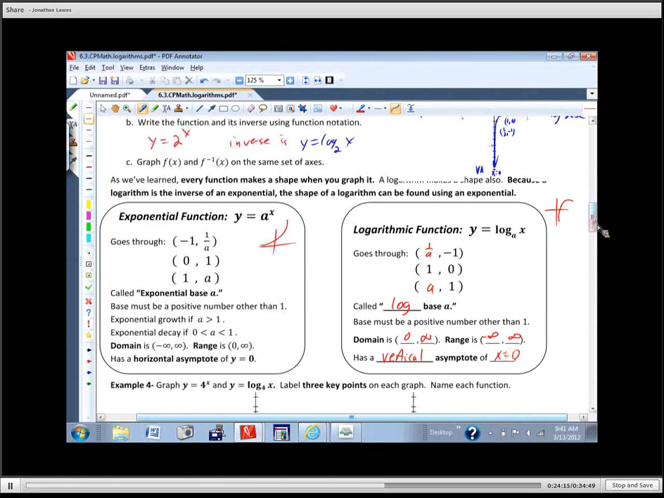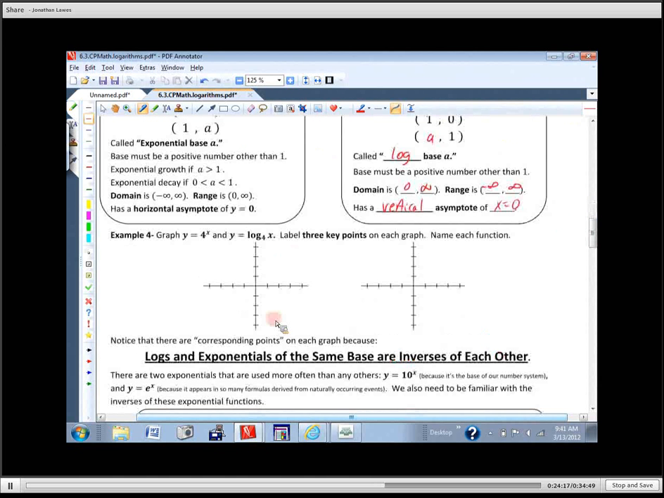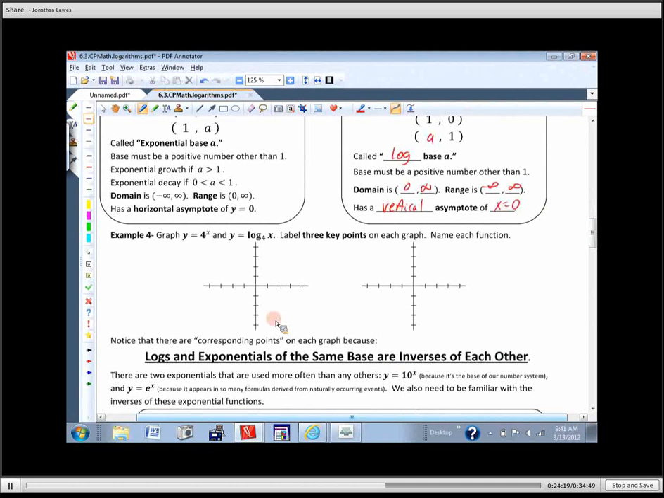Okay, now, I'm going to do this problem right here. You do not have to graph an exponential to be able to graph a logarithm. In fact, I'd like you to be able to just graph a logarithm from scratch, just like we graph the 3 key points for an exponential. I'd like you to know what the 3 key points are for a logarithm, but let's take a quick look.